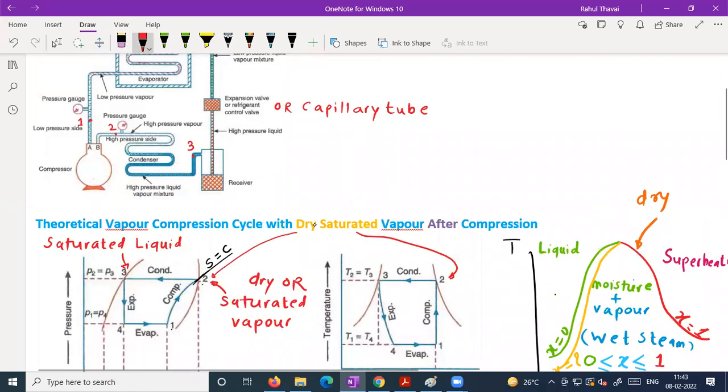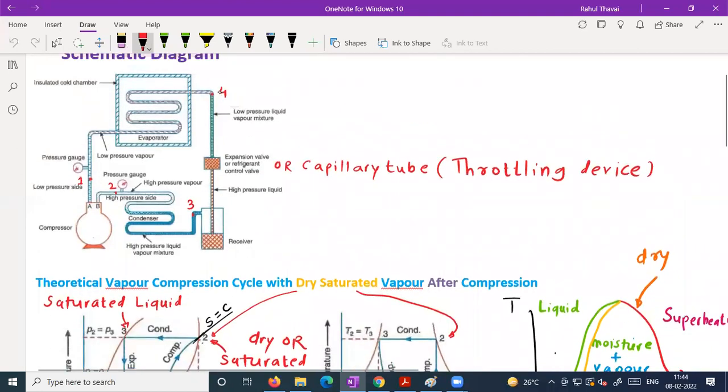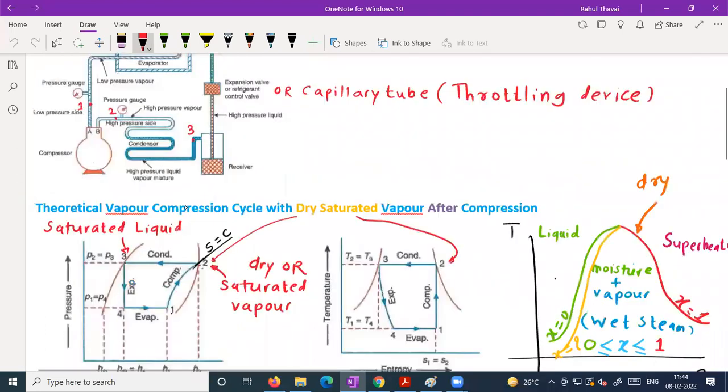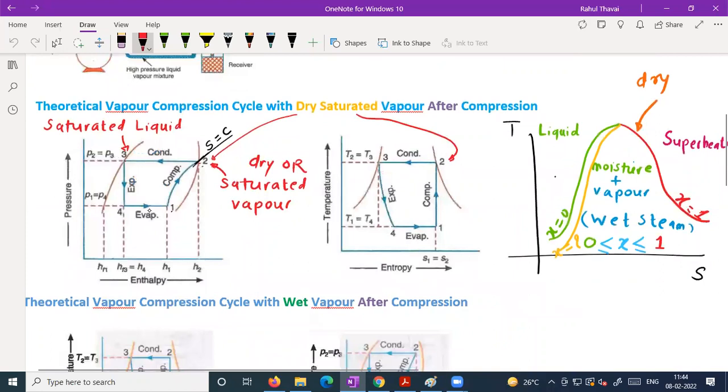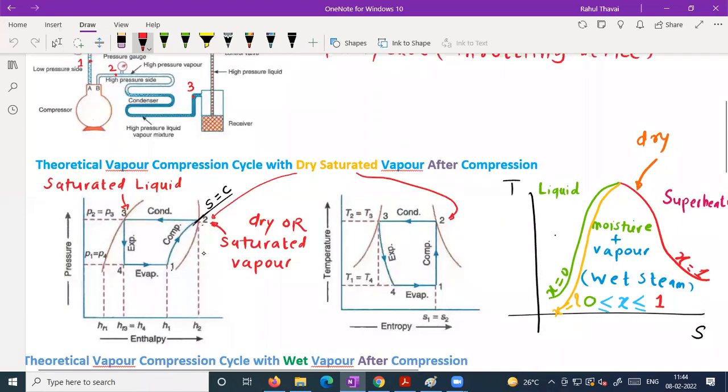I'll just write down here, it is the capillary tube, which is also known as the throttling device. 3 is the inlet to the capillary tube, 4 is the exit. You can see, this is the capillary tube. So what happens in a capillary tube is that the liquid gets expanded.